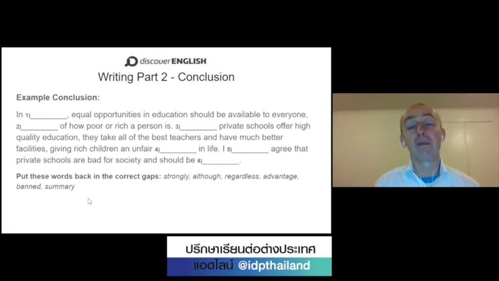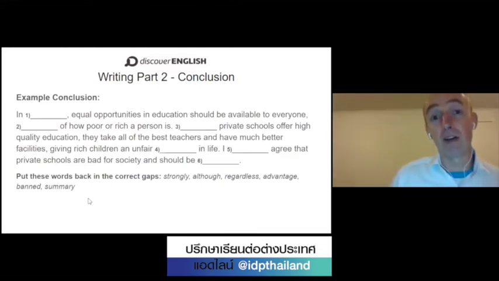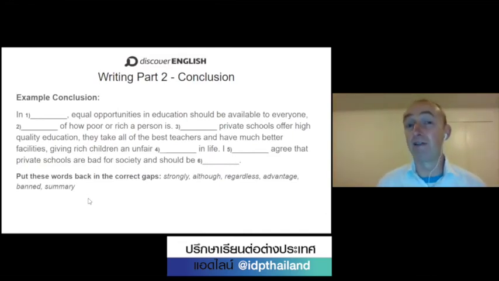Now, in many cases with this task 2 and also task 1, I strongly recommend synonyms. I strongly recommend not using the words that they give you in the task. If you only use the words they give you in the task, then you will find that you won't get a very high mark because your range of lexical resource, or your variety of vocabulary, is pretty low. So using synonyms is always recommended.